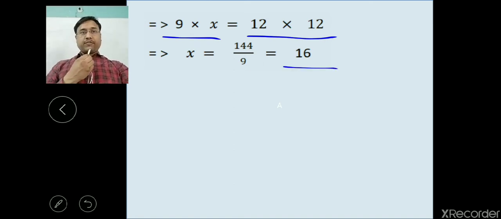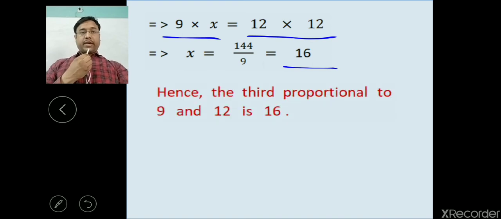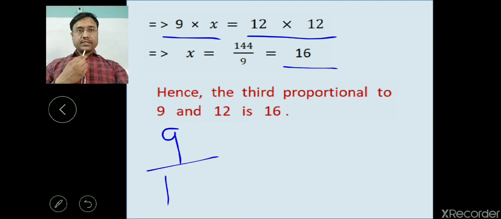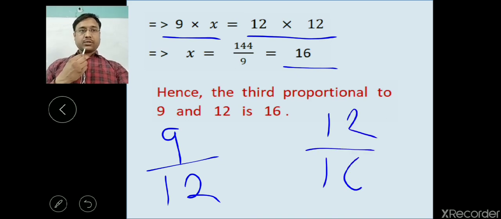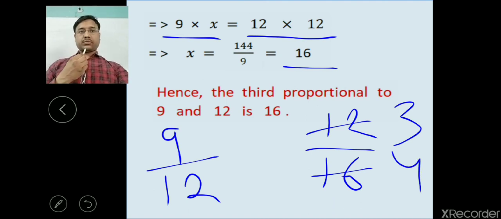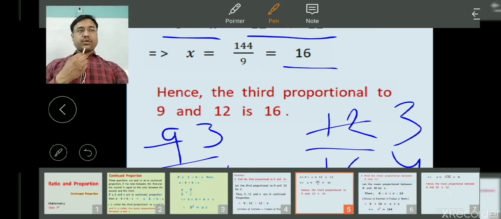So this way you can find the value. Hence the third proportional to 9 and 12 is 16. You can check that 9 by 12 is 3 by 4 only, and the ratio of 12 by 16 is also 3 by 4 only. 4 into 3 times and 4 into 4 times, so it is 3 is to 4, and this also 3 into 3 times and 3 into 4 times. So this is also 3 is to 4, students.